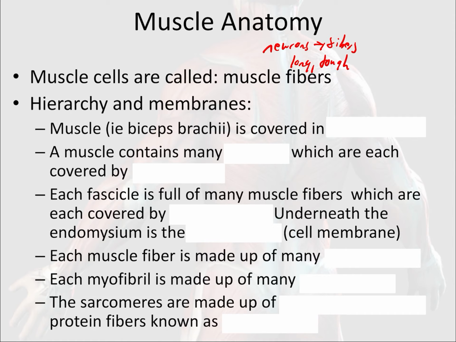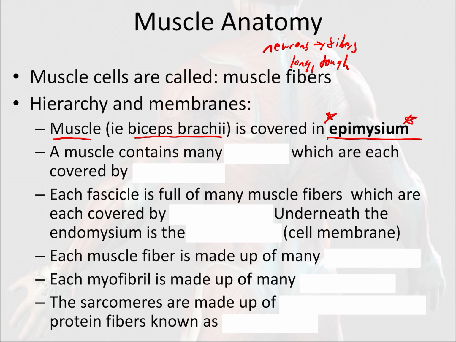As far as the hierarchy goes, we're going to start with what we think of as a muscle, something like the biceps brachii. That's your biceps muscle in your upper arm, and that would be called the gross muscle, the large muscle that you can see. As we work our way down in the hierarchy, each level has a named membrane that covers it. Let's start with the whole muscle itself. That is covered by a membrane called the epimysium. Epimysium covers the whole muscle.